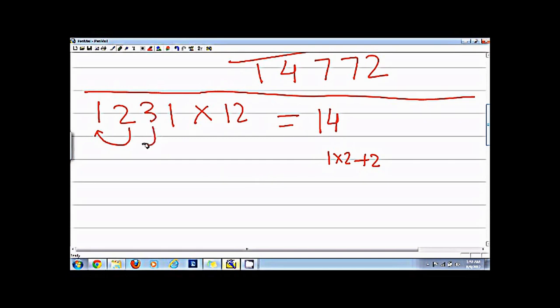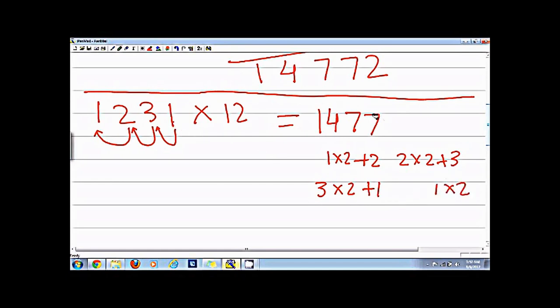And then I will add 3 into 2, but I will multiply 2 by 2 before, so I'll say 2 into 2 plus 3, so that is equal to 7. And then now here I will add 1 into 3, but I multiply 3 by 2, so it will be 3 into 2 plus 1, so that is equal to 7, and then I will just multiply 1 by 2, so 1 into 2 is 2, so the answer is 14772.